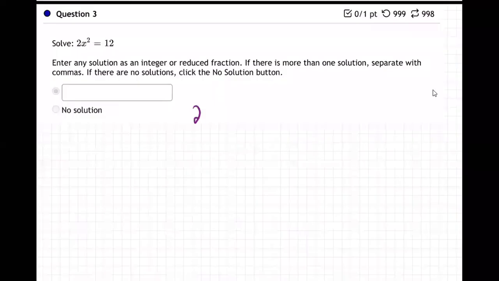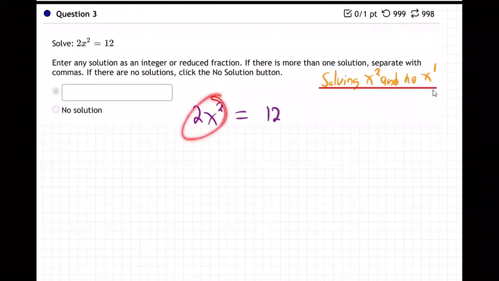Okay, so in this question, we have 2x squared equals 12. So how do we solve this? Notice we have an x squared and we do not have x to the first power. No x to the first power anywhere, just x squared and numbers. What do you do in that case?